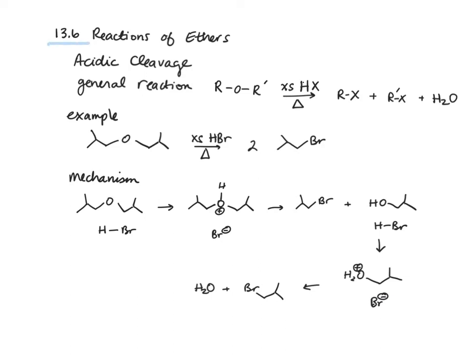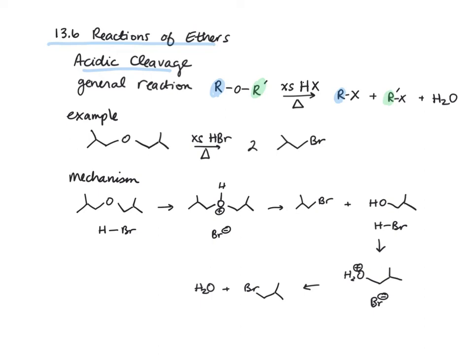Next, in section 13.6, we have reactions of ethers, and the first one is acidic cleavage. The general reaction for that is that you take an ether and add an excess amount of HX, where HX is a strong acid, where X is a halide, and then what we do is one of the R groups goes with one halide, and the other R group goes with the same type of halide, and water is also produced.